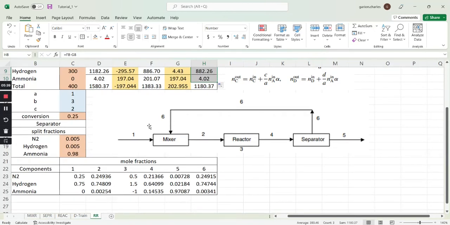For instance, we may want to perform energy balances, and then maybe we might want to design the equipment for the entire process. Hopefully, I was able to showcase how useful Excel can be for performing these types of calculations.